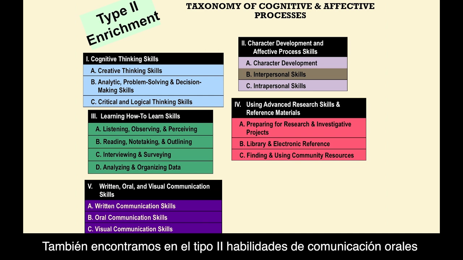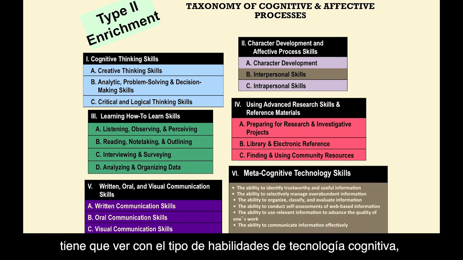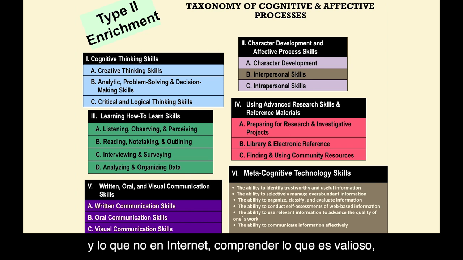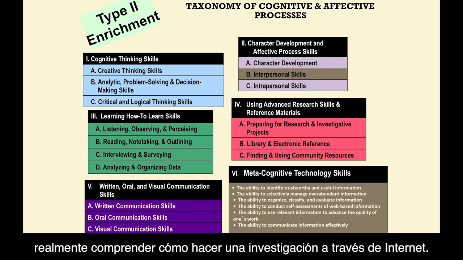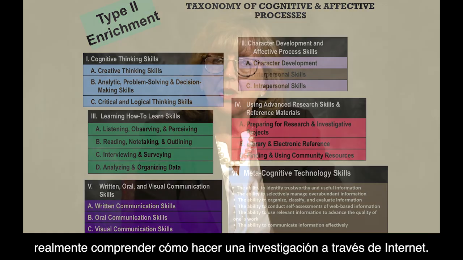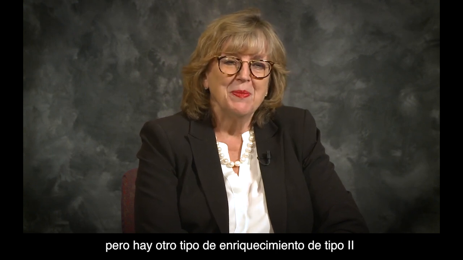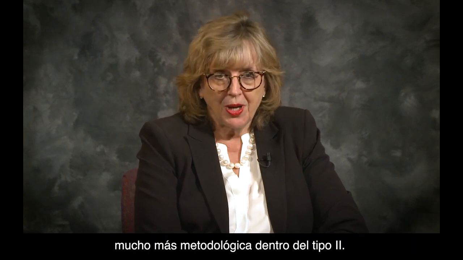We also have in type 2 written, oral, and communication skills. And the most recently added part of type 2 deals with the kind of cognitive technology skills, metacognitive skills, understanding what's real and not real on the internet, understanding what's viable, understanding how we can look for sources and authenticate them, and really understanding how to do research using the internet. So these are the general overview of type 2 enrichment, but there's another kind of type 2 enrichment that I'll also talk about, which is much more methodological training in type 2.